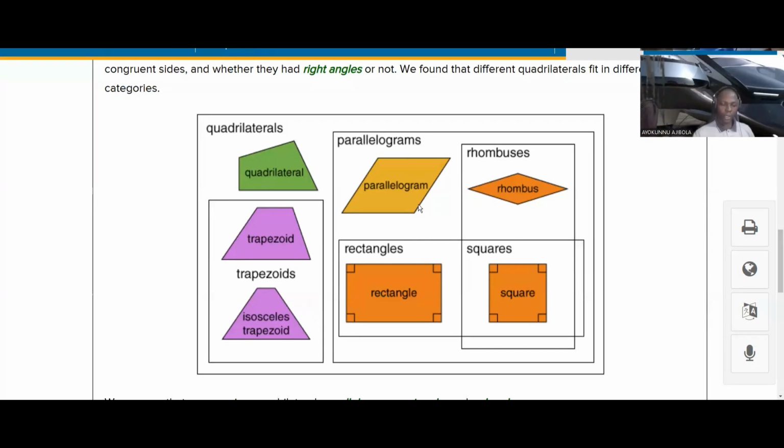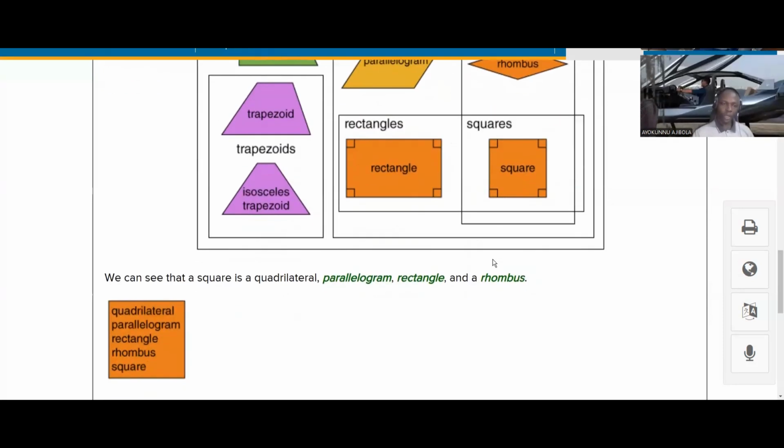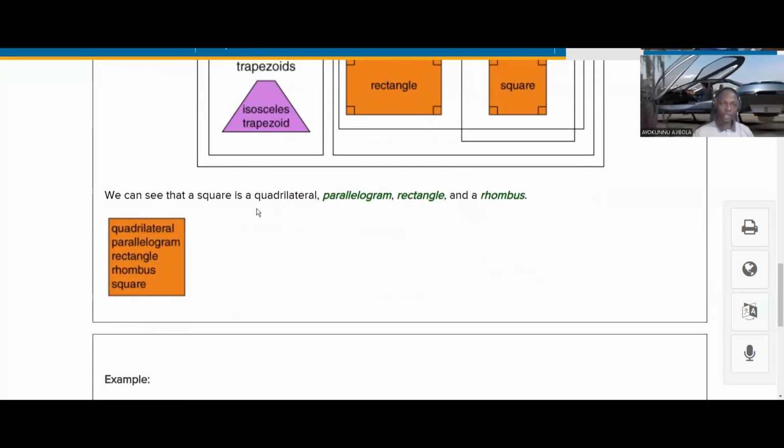But then there's a parallelogram with the name parallelogram, while rhombus has the name rhombus, and rectangle has the name rectangle as a parallelogram. Square also has that. So you can see that a square is a quadrilateral, a parallelogram, a rectangle, and a rhombus. Is that clear?